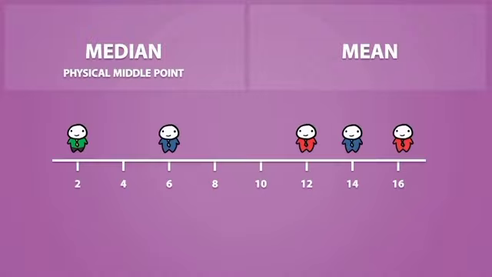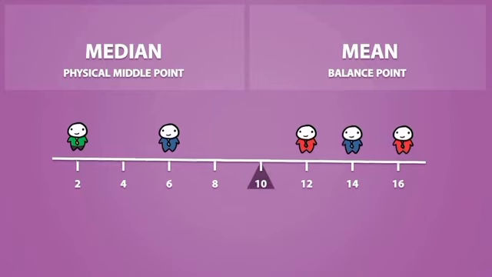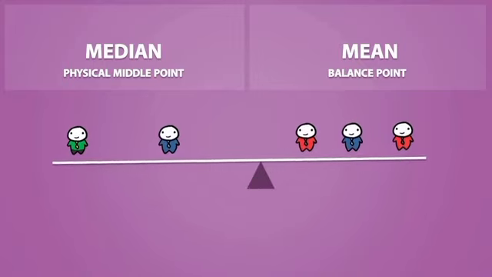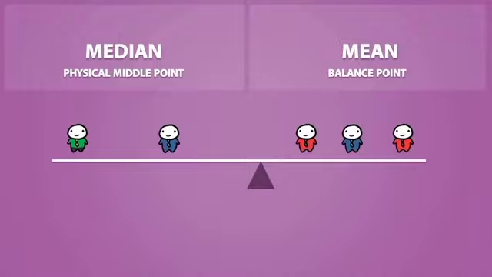Let's quickly compare between the median and the mean. Both of these are measures of center, but they measure center in a different way. The median refers to the physical middle point, so for this dataset, the median would be equal to 12. Now the mean can be thought of as the balance point. If you calculate the mean for this dataset, you would get a value of 10. If these people were of equal weights, this is the position in which a seesaw would be balanced.